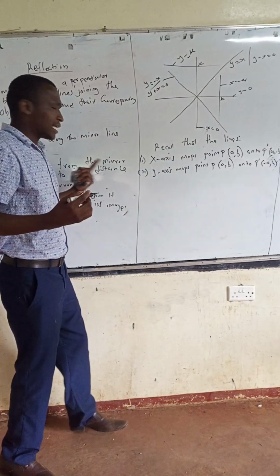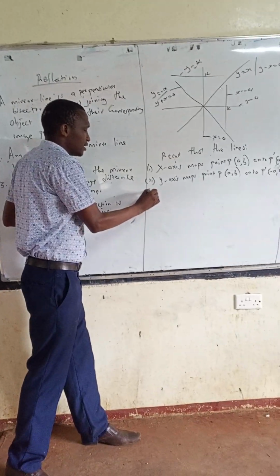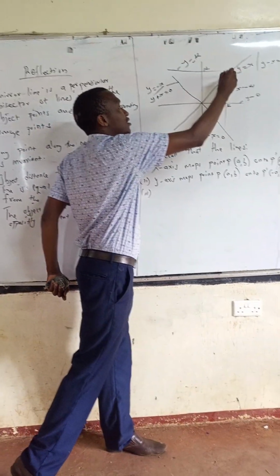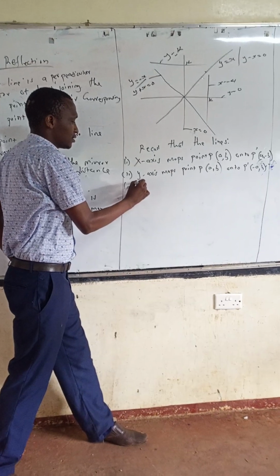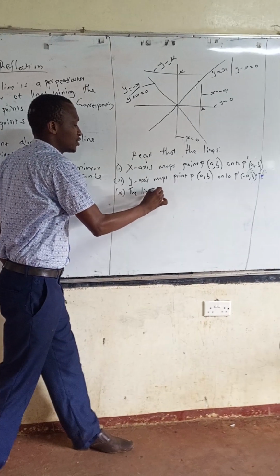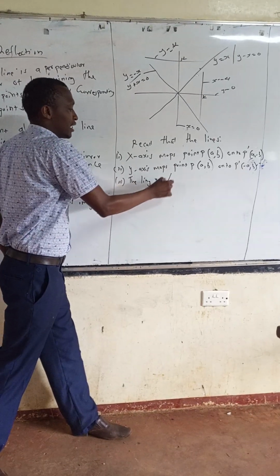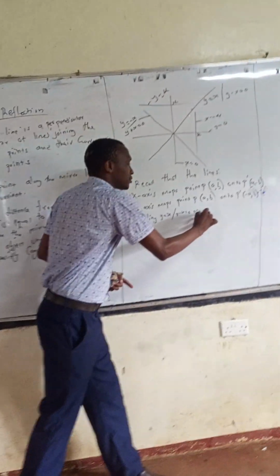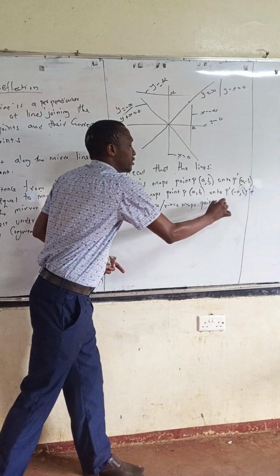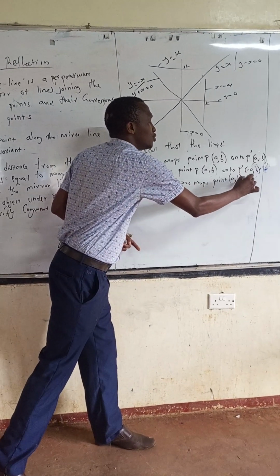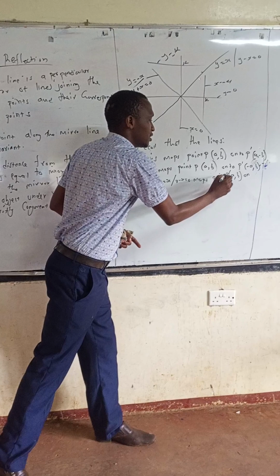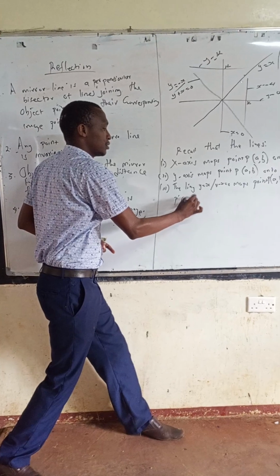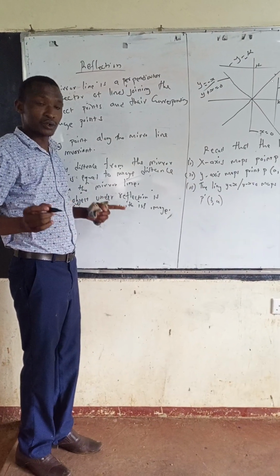Another thing you need to know is that number 3, the line y is equal to x, or I can say the line y minus x is equal to 0, the same thing, maps point (A, B), P object, onto P image, which is (B, A). That's also what you need to know.